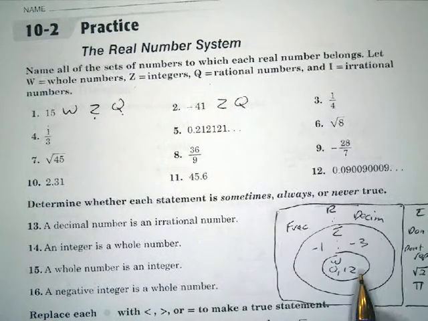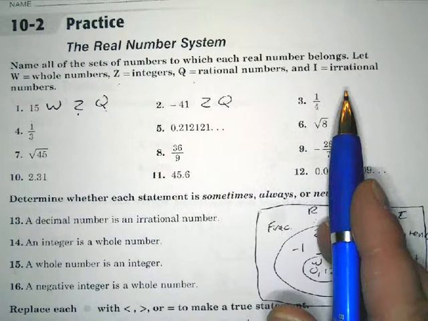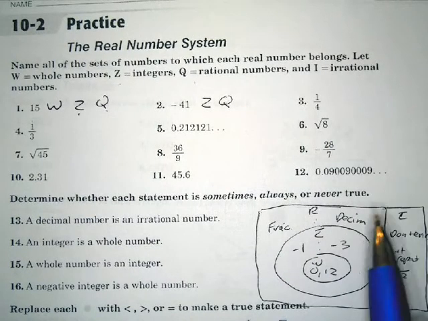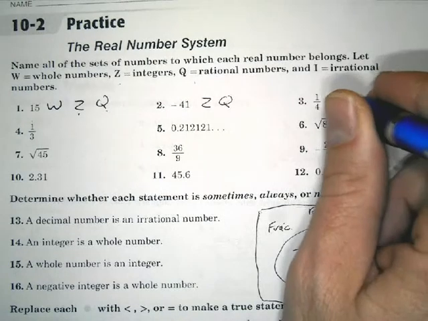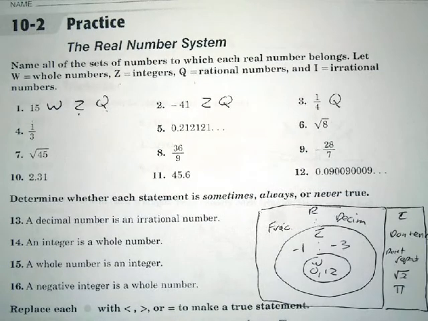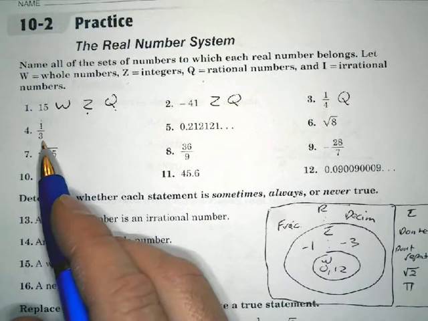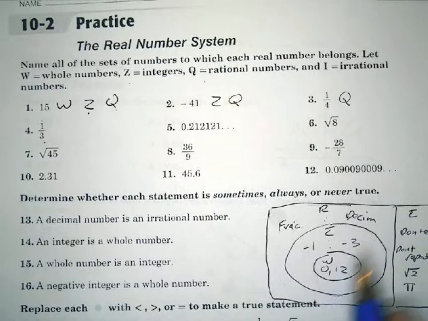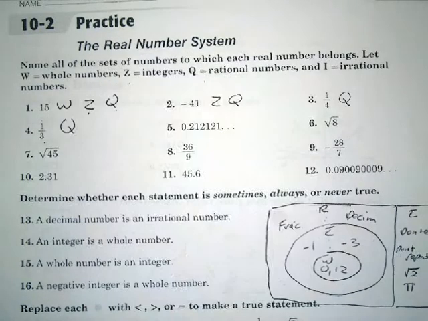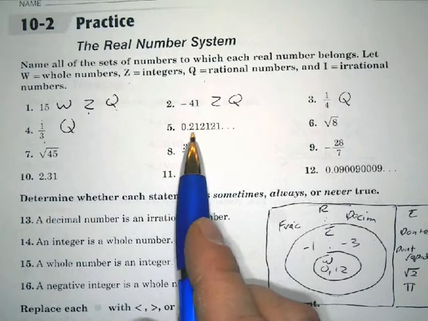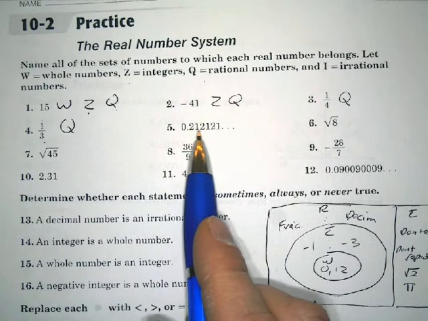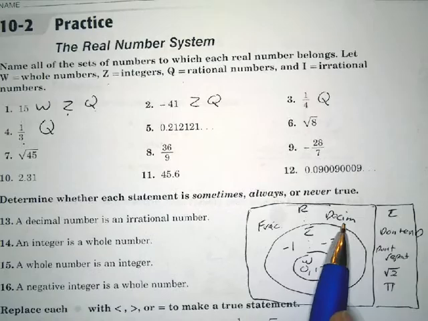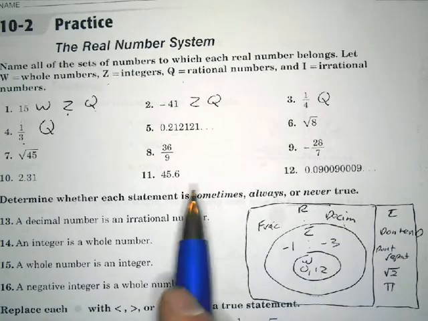If we look at number 3, it is a fraction. Fractions are located in the rational number section, so it is just that, a rational number again. Rational numbers are designated by Q on this worksheet. Number 4, again, another fraction. Fractions are on the outside realm, so that's going to be a rational number. A repeating decimal, 212121. Okay, that is classified in our decimals because it just repeats. So that will be Q.